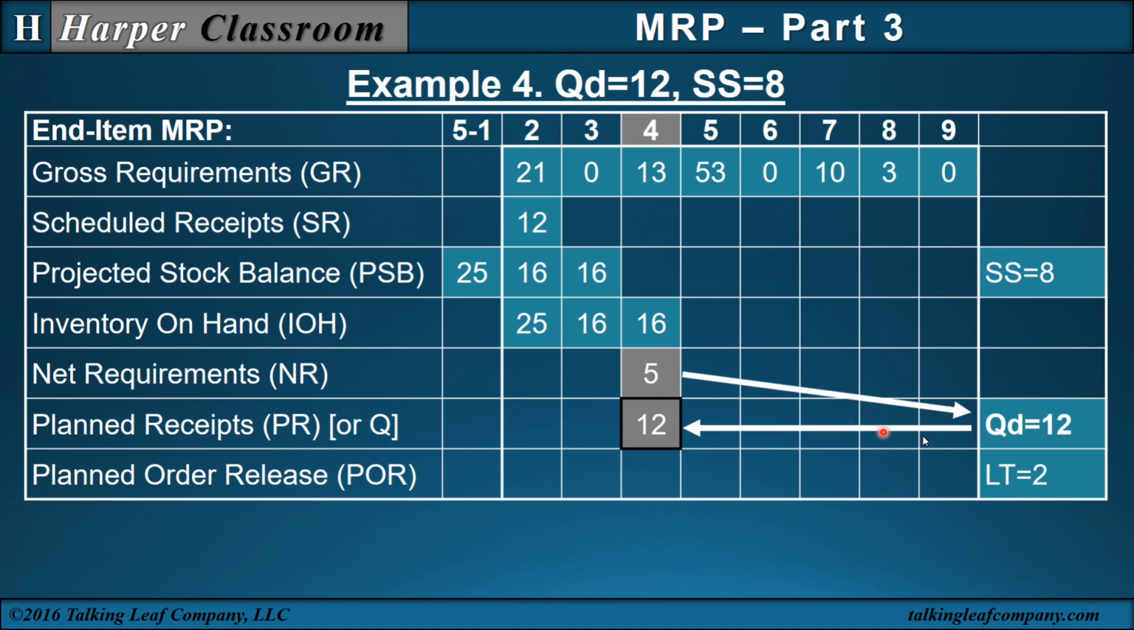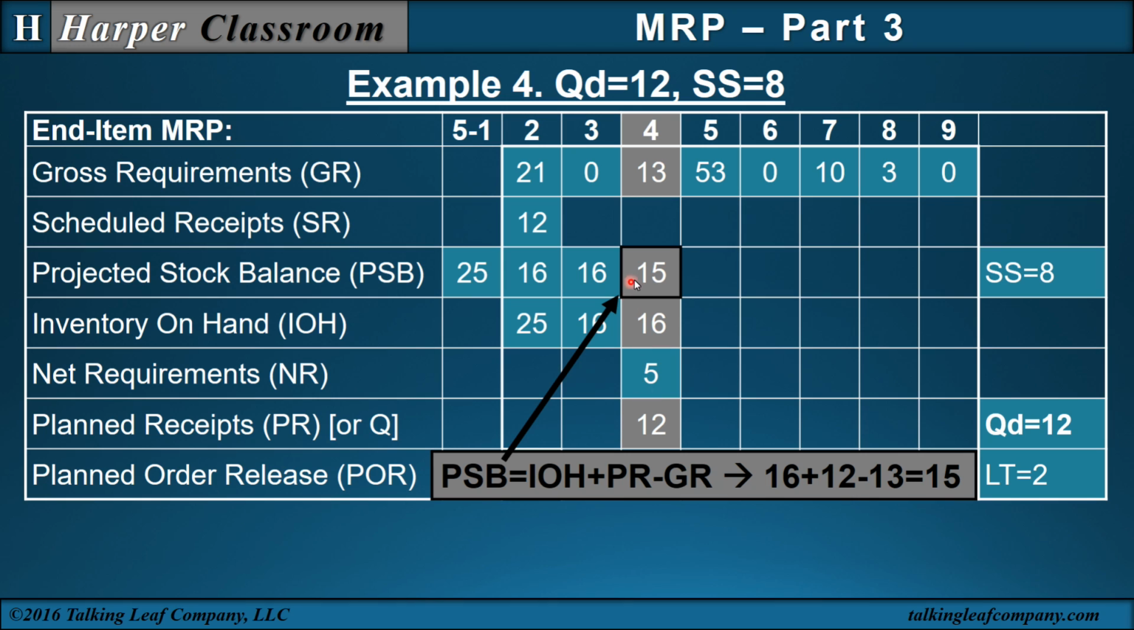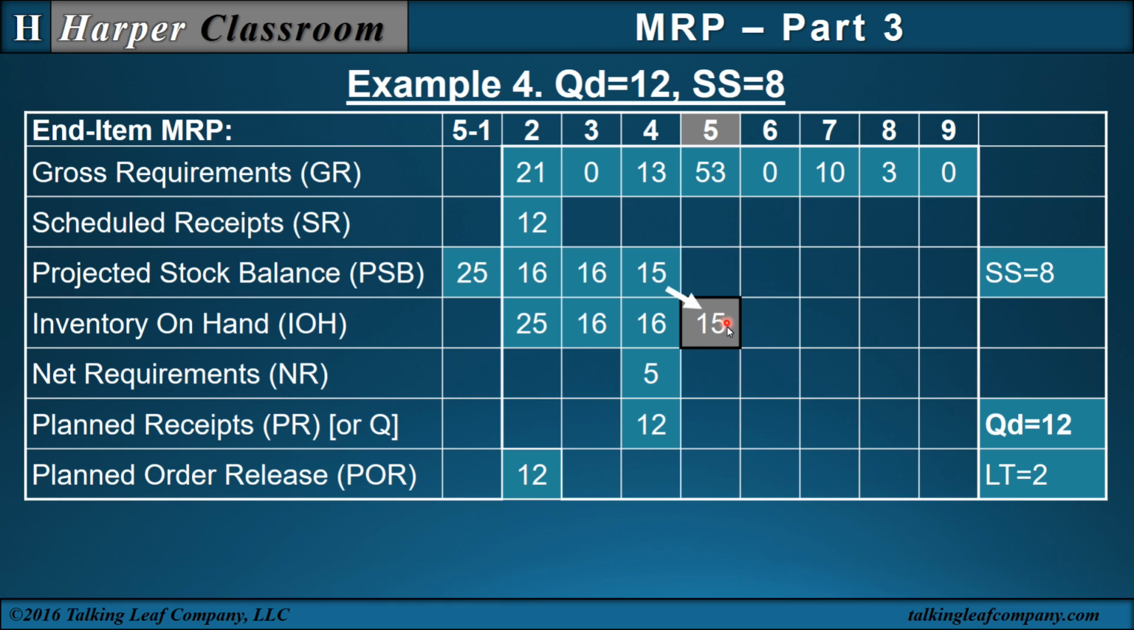I compare the net requirements with the lot size discipline, which is fixed at 12, so our lot size then is 12. For the lead time of 2, I come back 2 and have a planned order release of 12, which will generate a planned receipt of 12. And so my projected stock balance now is inventory on hand plus my planned receipts minus my gross requirements, which leaves my balance of 15.